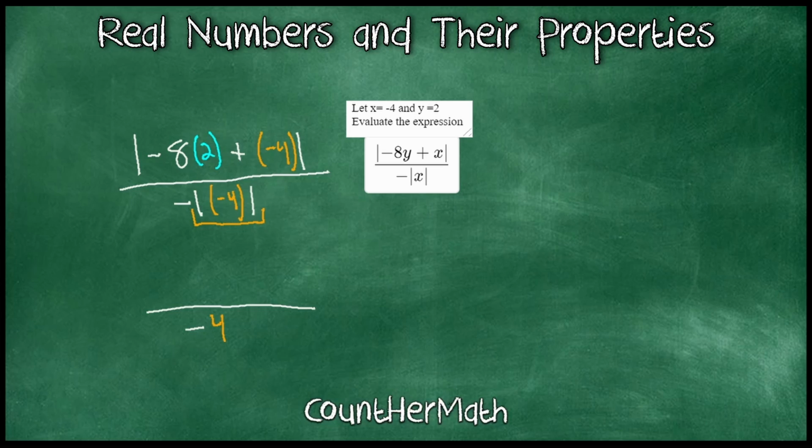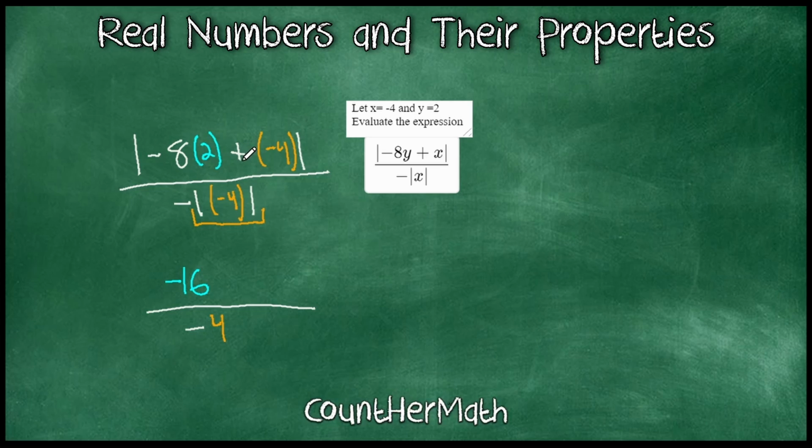Now back to our numerator. Absolute value signs do function like parentheses, where we're going to work from the innermost one to the outermost one. But we don't have an inner or an outer, we just have the whole thing as an absolute value. So the absolute value of -8 times 2 plus -4. First thing we're going to look at here is powers. There are no powers. Alright, now we're going to look at multiplication. -8 times 2, negative times a positive is a negative. 8 times 2 is 16, so we have -16.